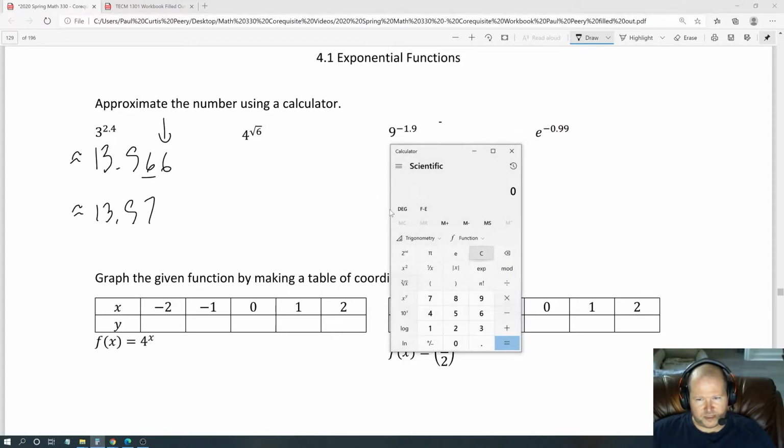Okay, so now we have 4 to the square root of 6 power. So 4 to 6, now we get a square root. The square root of 6 is 2.4494897, blah, blah, blah, right? Then when I put equal, it's going to bring 4 to that power of 2.4 whatever. And it looks like we get 29.8359.